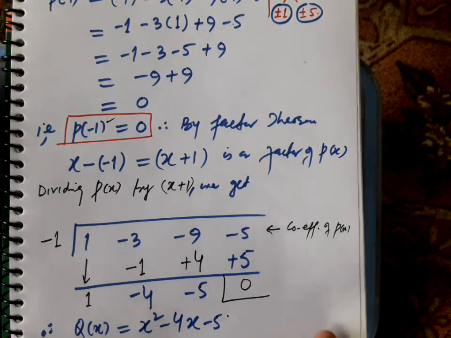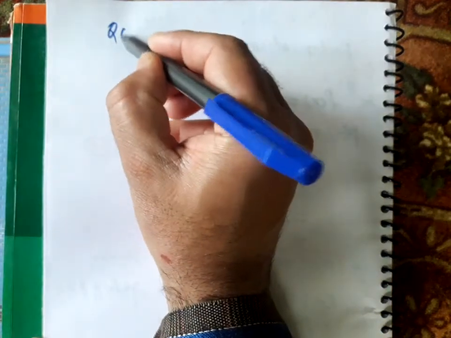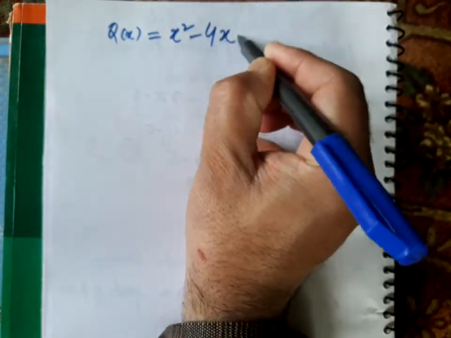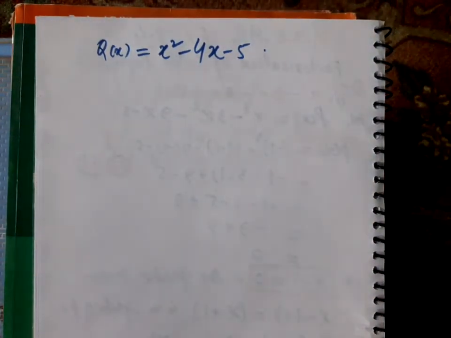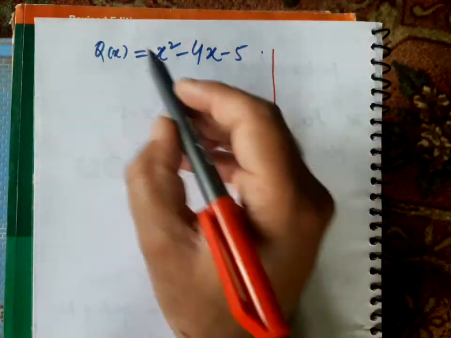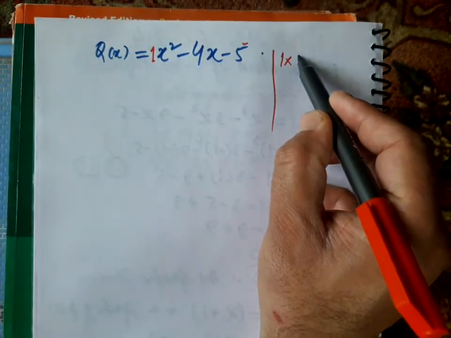Now we'll factorize it further. We will call it q of x. Q of x is x² - 4x - 5. Now we will factorize it into real linear factors, as we have learned how to factorize a quadratic polynomial by splitting the middle term. Here the leading coefficient is 1. We'll multiply 1 with the constant term, that is 5. We'll get 1 times 5 is 5.